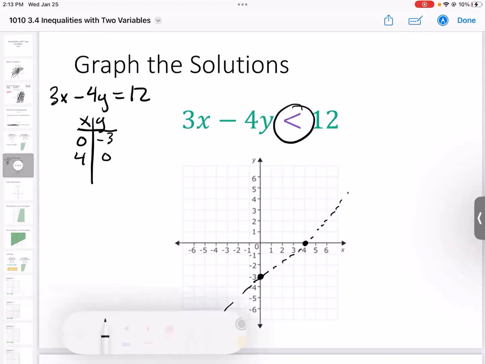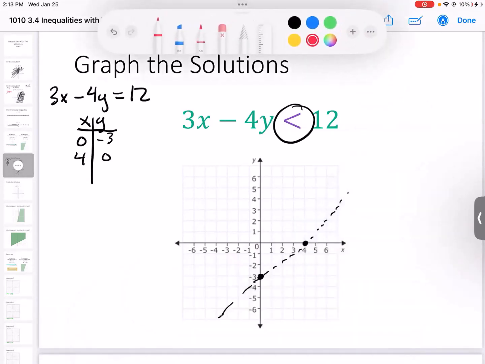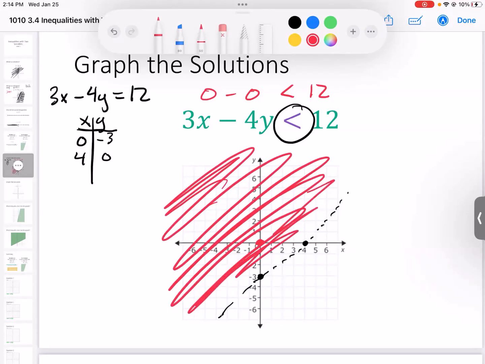So for me, I like choosing easy points to plug in. So I might choose to plug in 0, 0 because zeros are usually really easy numbers to plug in. And when I do that, I get 0 times 3, which is 0, minus 4 times 0, which is 0. So I essentially get 0 minus 0 is less than 12. Is that a true statement? Yeah, it's true that 0 is less than 12. And so that means that this side of my line is shaded.